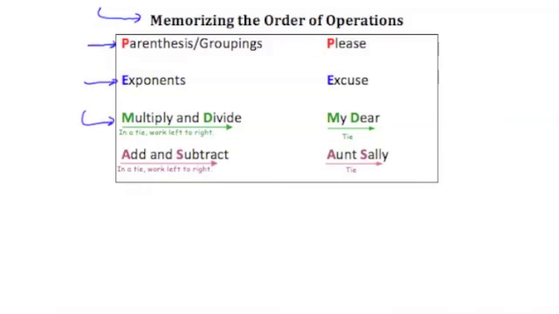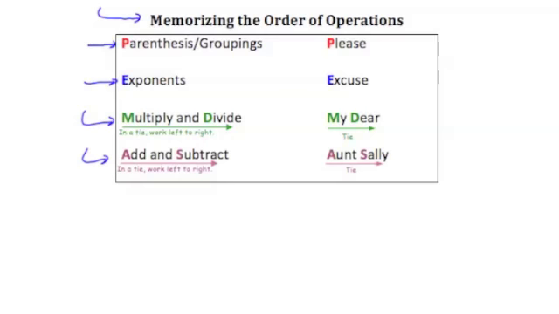Then multiplication and division. Now with multiplication and division, these tie. That's why they're both listed on the same line. And so in a tie, we work from left to right. So if the multiplication comes first, we do it. Or if the division comes first, we do that, working left to right. Same thing here with addition and subtraction. They're a tie. So we work from left to right with addition and subtraction.